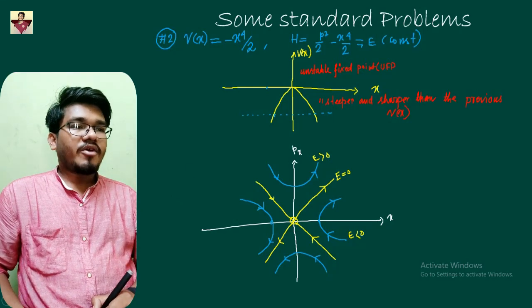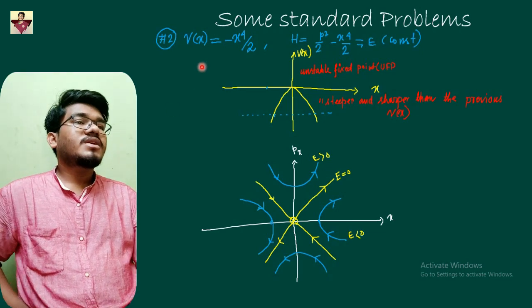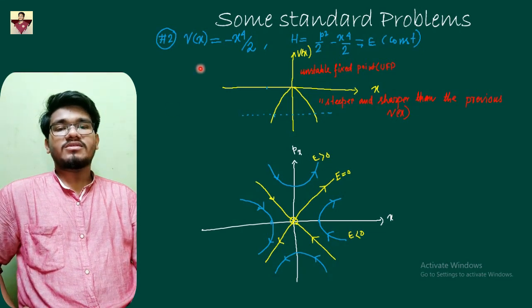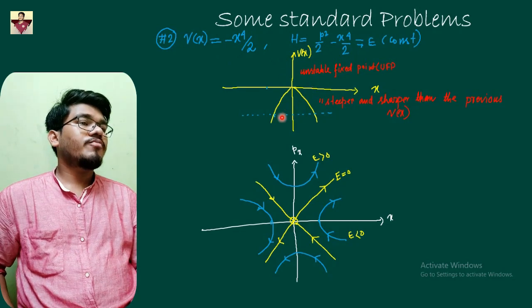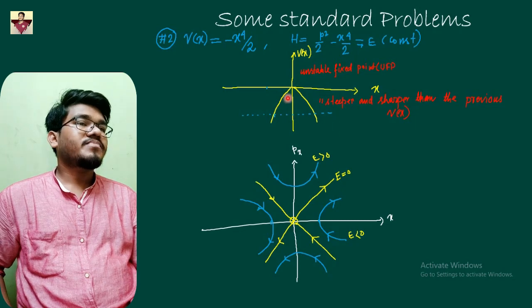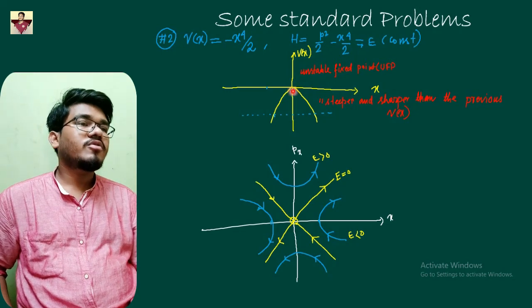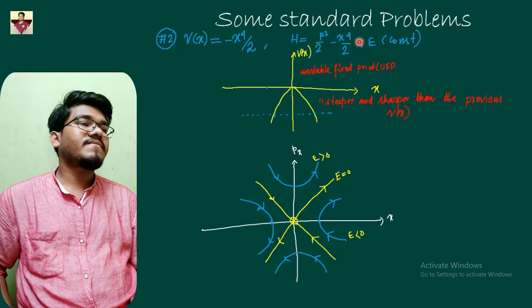So the second point is, here is given V(x) equal to minus x to the power 4 by 2. As you can see, this will also be a parabola in the negative axis, and obviously here x equal to 0 is also an unstable fixed point. If you put a ball here, it will move this way or that way, so it is an unstable fixed point.